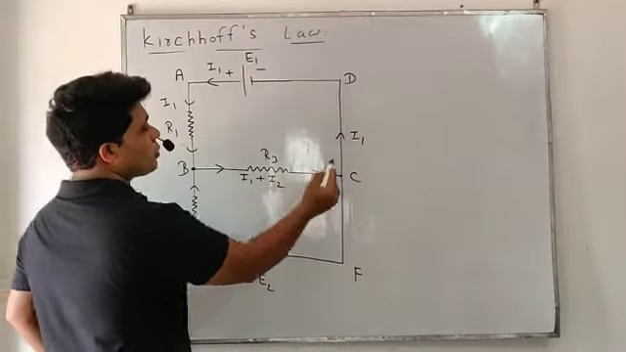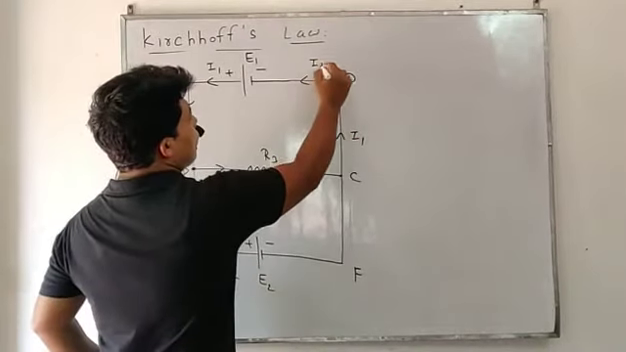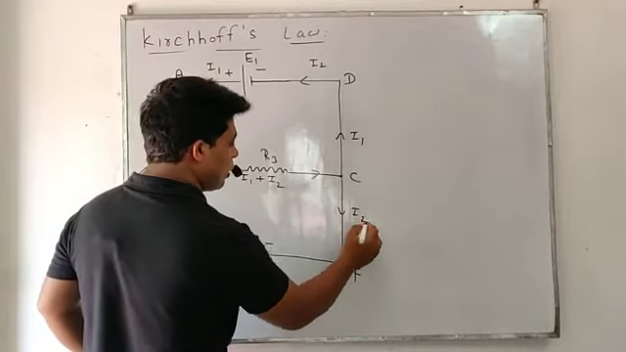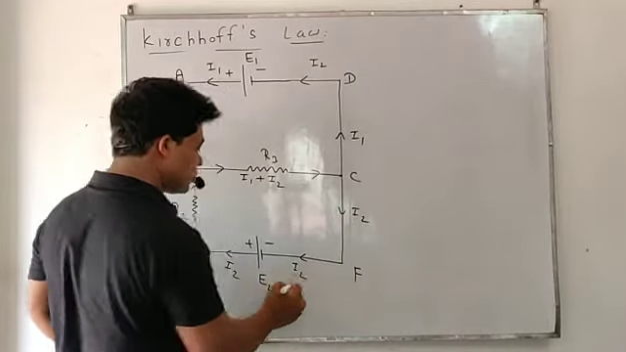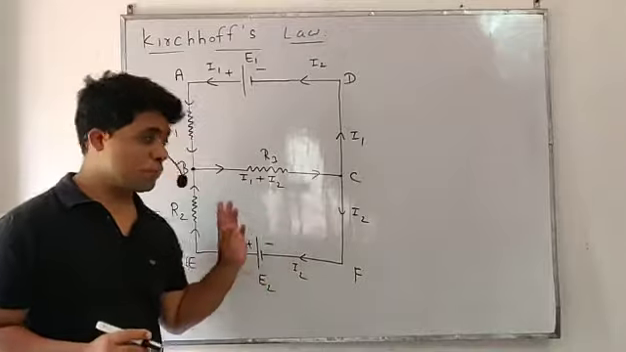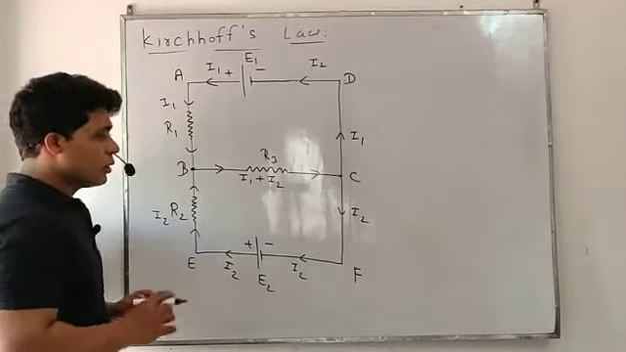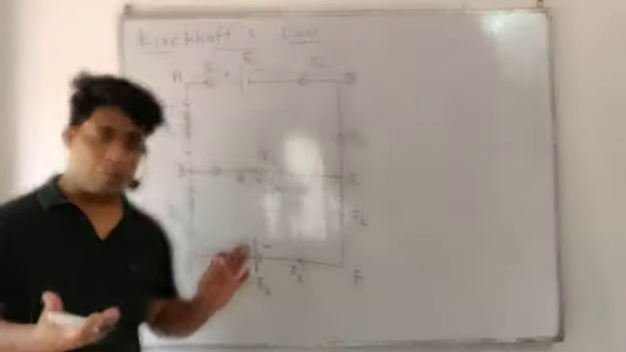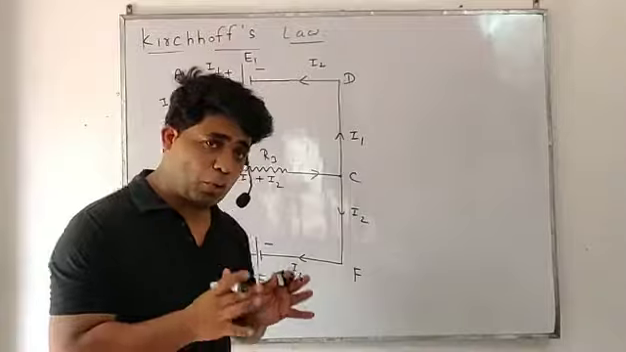I1 is coming from upwards, so it will move towards upwards, while I2 will move in the downward direction and complete its circuit. So I1 completes its circuit while I2 completes that circuit. Now, since we are asked to find the value of I1 and I2 in such a diagram, how can you find it? By applying Kirchhoff's second law, the loop law.